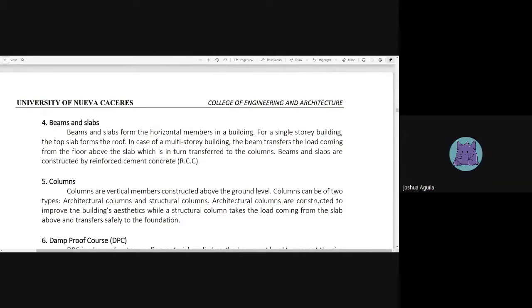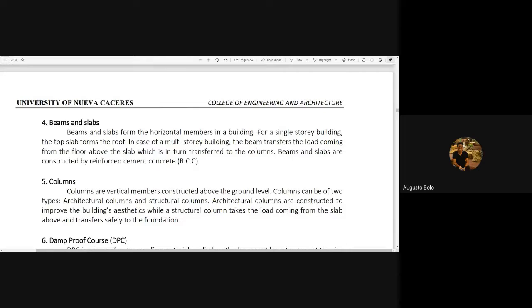Beams and slabs. Beams and slabs form the horizontal members in a building. For a single-story building, the top slab forms the roof. In case of a multi-story building, the beam transfers the load coming from the floor above the slab, which is in turn transferred to the columns. Beams and slabs are constructed by reinforced cement concrete.